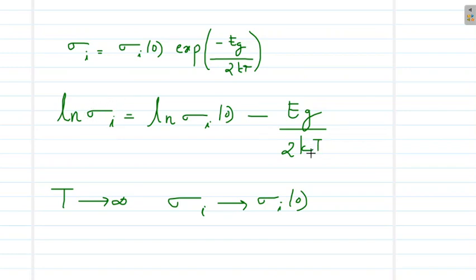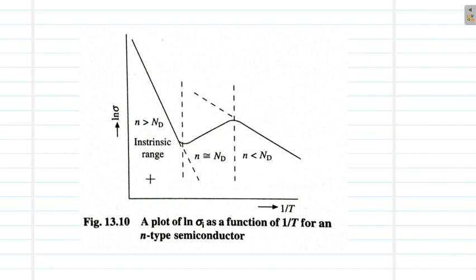So if you plot a graph with log sigma_i along the y-axis and 1 by T along the x-axis, it will be a straight line with slope Eg by 2k, and it will have a y-intercept of log sigma_i0. So you can see here, this graph represents the intrinsic range. In this intrinsic range, it is a straight line. Its slope is minus Eg by 2k, so that is why it is sloping downwards. Negative slope means sloping downwards.